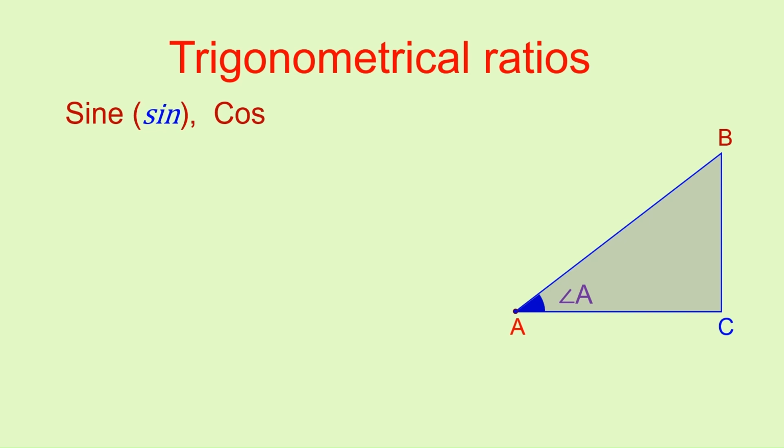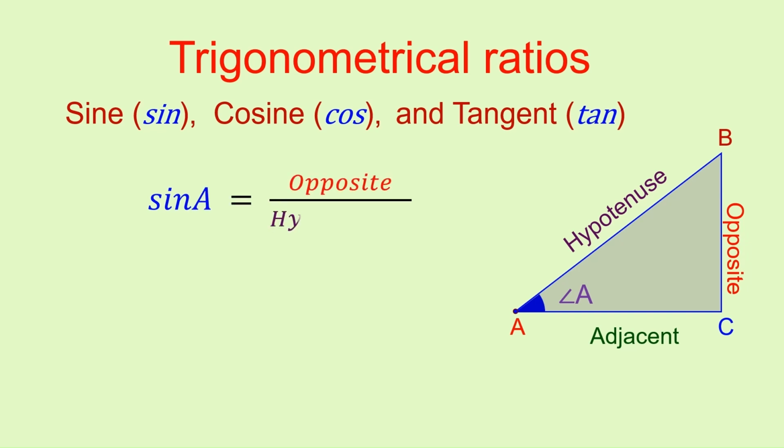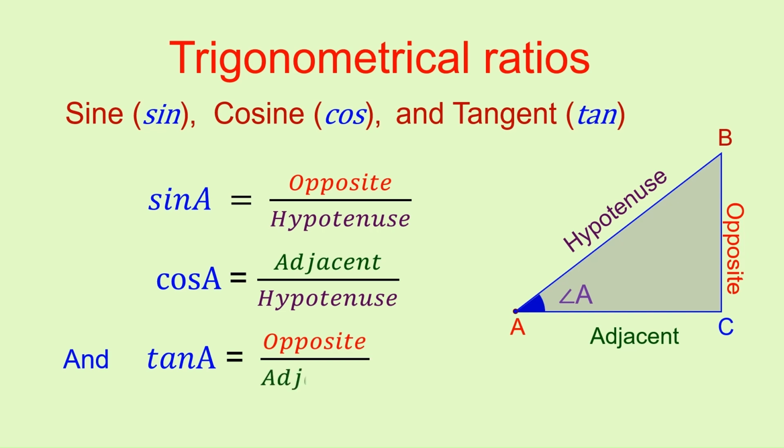Remembering trigonometrical ratios, sine, cosine and tangent. Sin A equals opposite divided by hypotenuse. Cos A equals adjacent divided by hypotenuse. Tan A equals opposite divided by adjacent.